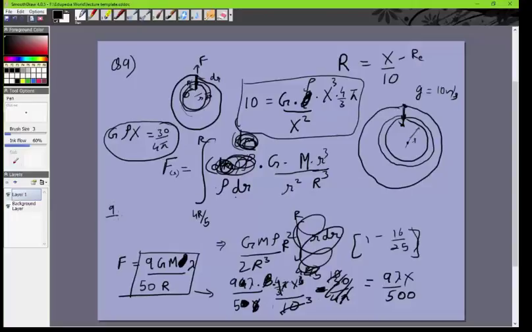That comes out to be 9 by 500 into lambda, which is given to us to be 10 to the power minus 3, into the radius, which is given to be 6 into 10 to the power 6. So this cancels with this, gives 10 to the power 3. This cancels with these two, gives 10, which cancels with this, gives 2. So we have 12 into 9. 12 into 9 is 108 Newton. So the answer is 108 Newton, which is option B.